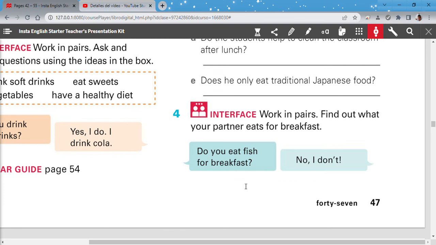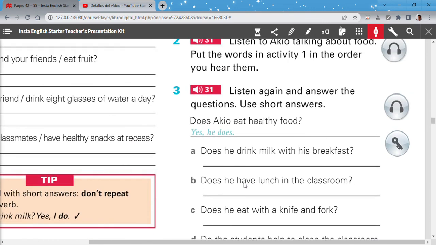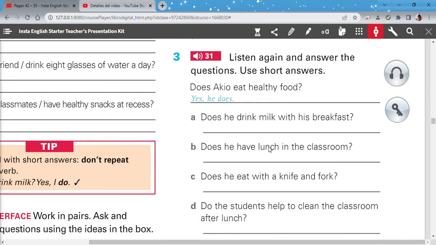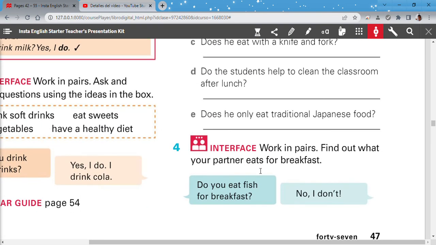Okay, number four, interface. Working first, find out what your partner eats for breakfast. So, the idea here is to make an interview like the audio. So you're going to make an interview with your friends and then you have to answer. In this part, you will communicate in English.